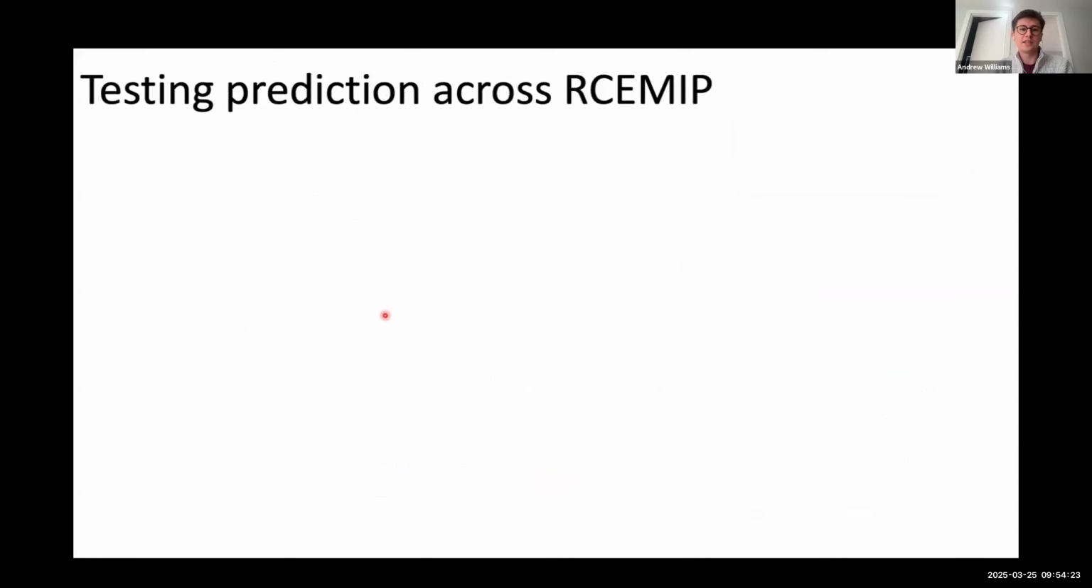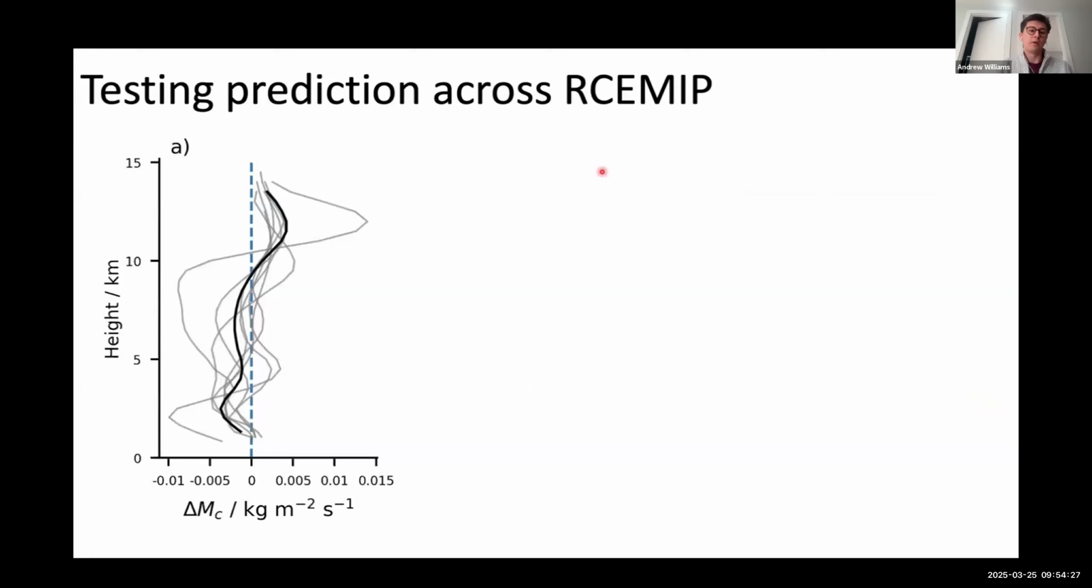So we can, again, test this prediction across RC-EMIP. What I'm doing here is plotting the changes in convective mass flux from the warmest simulation to the coldest simulation as a function of height. And you can see here that these are an inconsistent sign in the mid-troposphere. So the models really predict either increases or decreases in convective mass flux at a given height in these simulations with warming.